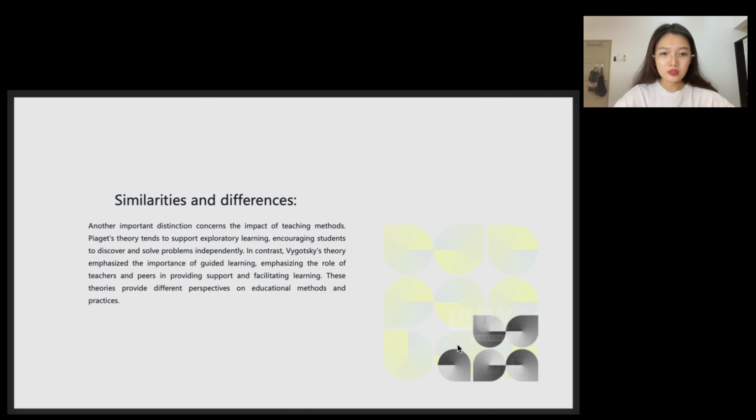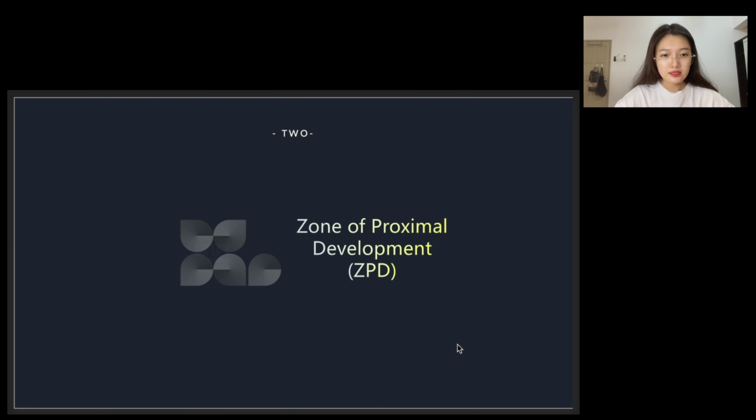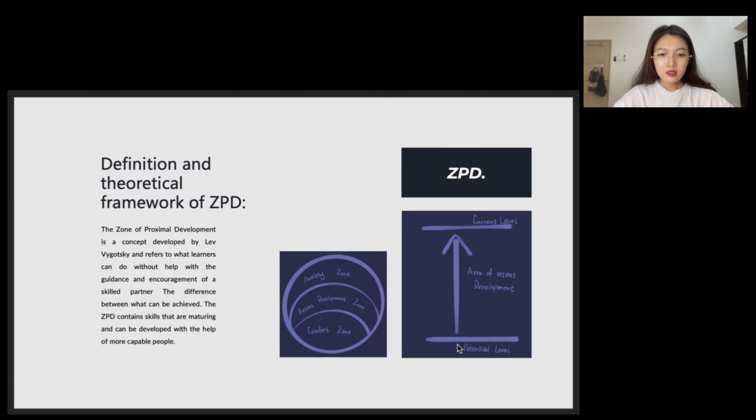Next, we will delve into the concept of the zone of proximal development, the ZPD. Vygotsky's zone of proximal development theory describes the potential level of learning and development that learners can achieve with appropriate guidance and assistance. The ZPD refers to the cognitive zone between a learner's current ability to solve problems independently and the ability to solve more complex problems with the help of more knowledgeable others, such as teachers, peers, or parents.